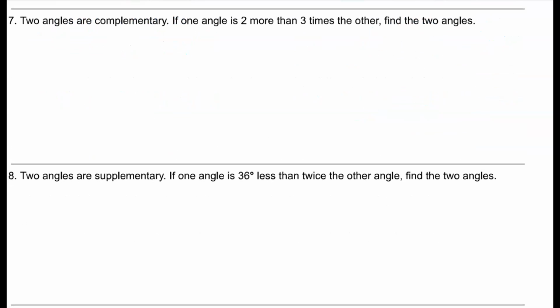Number 7. Two angles are complementary. Remember that means they sum to 90 degrees. So before I even think about anything, in my head I'm thinking about an equation where there's one angle plus some other angle equals 90 degrees. So I'm going to keep reading. If one angle is 2 more than 3 times the other, find the two angles.